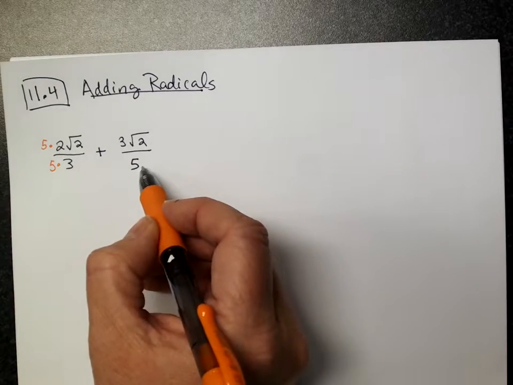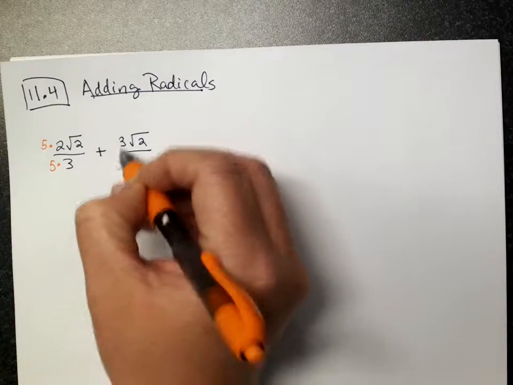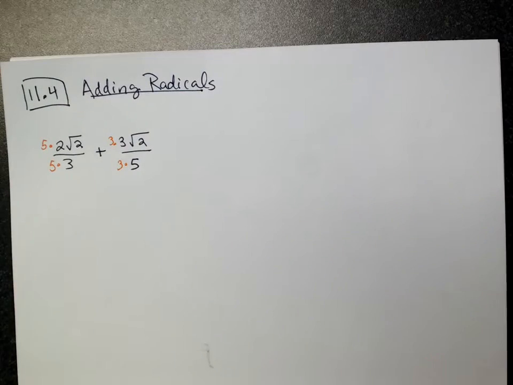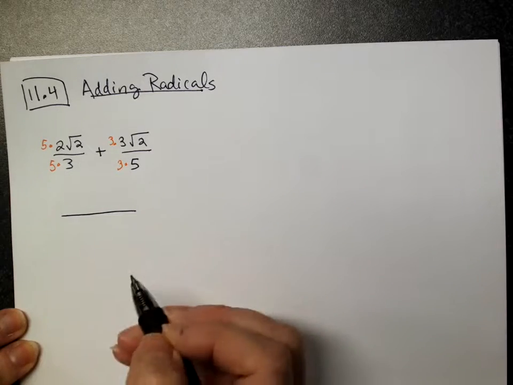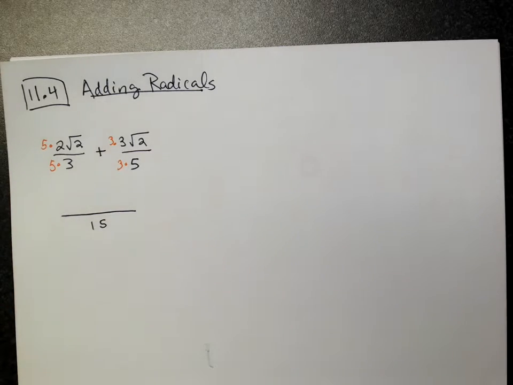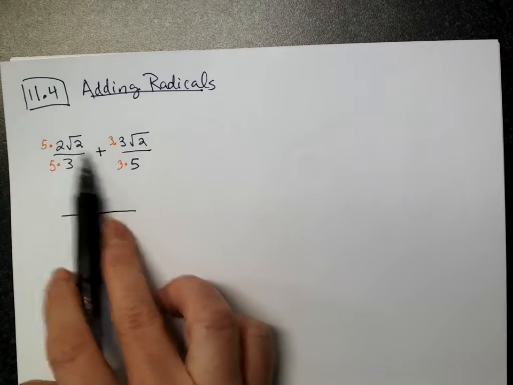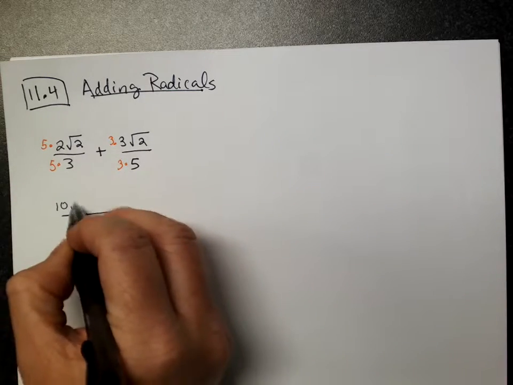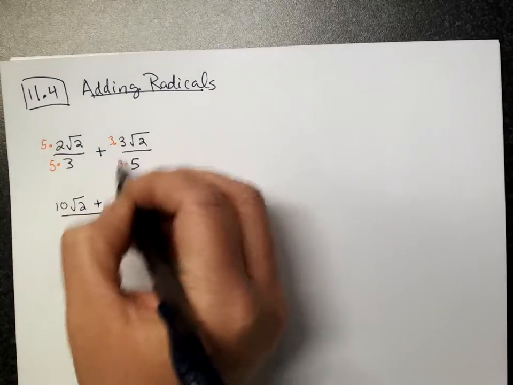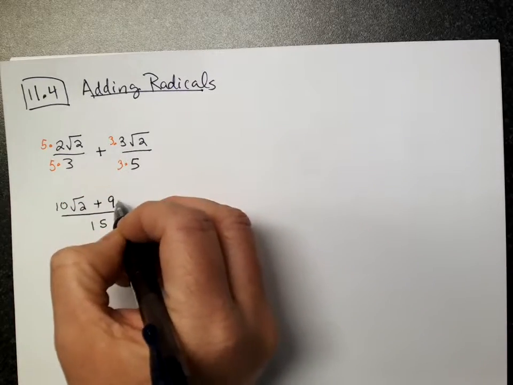How will we make this one into 15? So be fair to the top. Now our common denominator, now we write one rational bar, and our common denominator is 15, and that doesn't change. It doesn't become 30 or 225. We don't multiply or add the denominator. The common denominator is 15, and that's what it is. Because we have the common denominator, now we can combine our numerators on top. So we've got 10 is our new coefficient, square root of 2, plus 9 square root of 2.